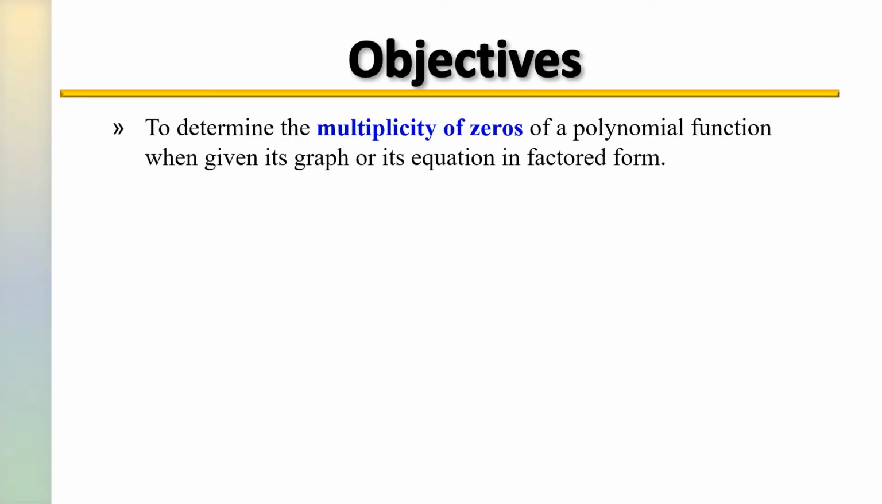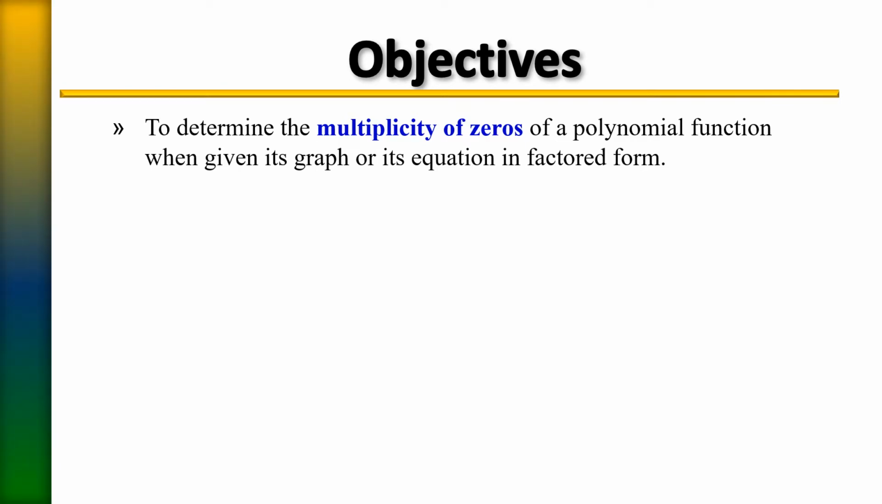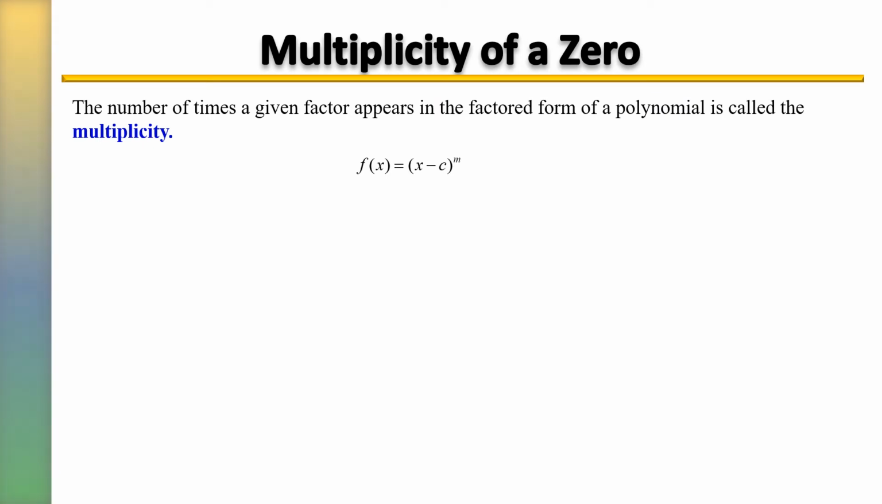In this lesson, we're going to determine the multiplicity of zeros of a polynomial function when given its graph or its equation in factored form. The number of times a given factor appears in the factored form of a polynomial is called the multiplicity. For example, here you see the factored form of this binomial, and the m stands for the number of times that factor appears, and that determines its multiplicity.